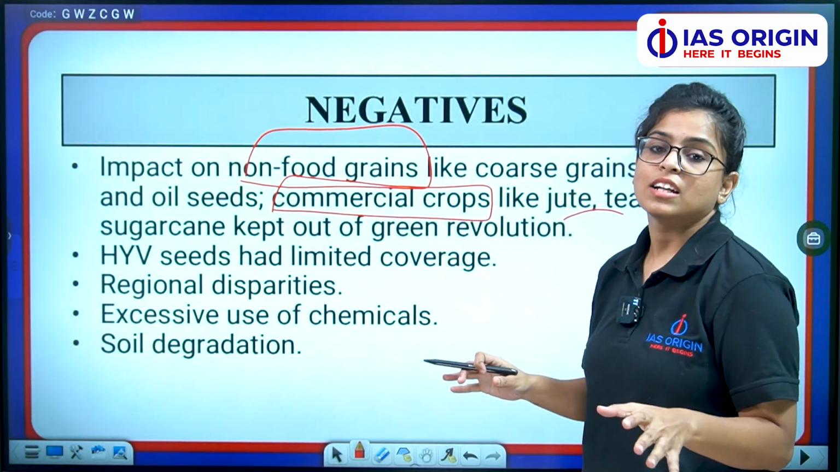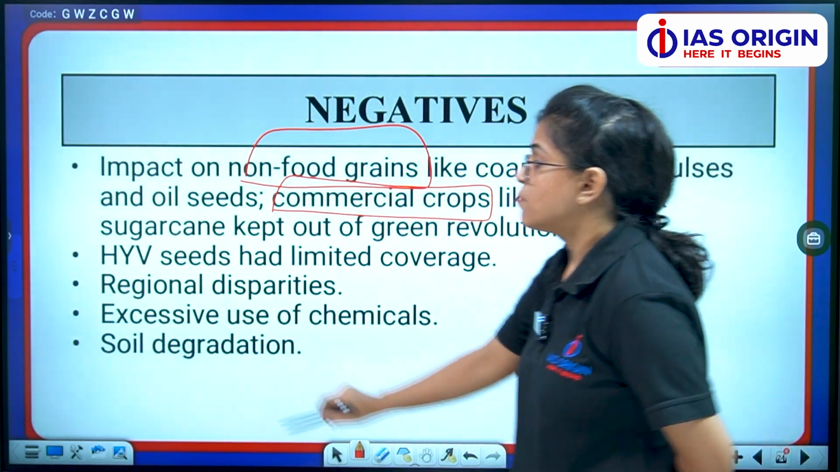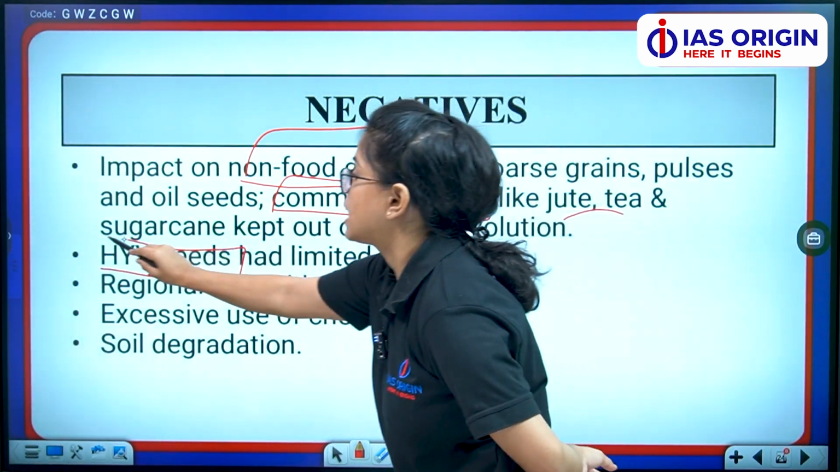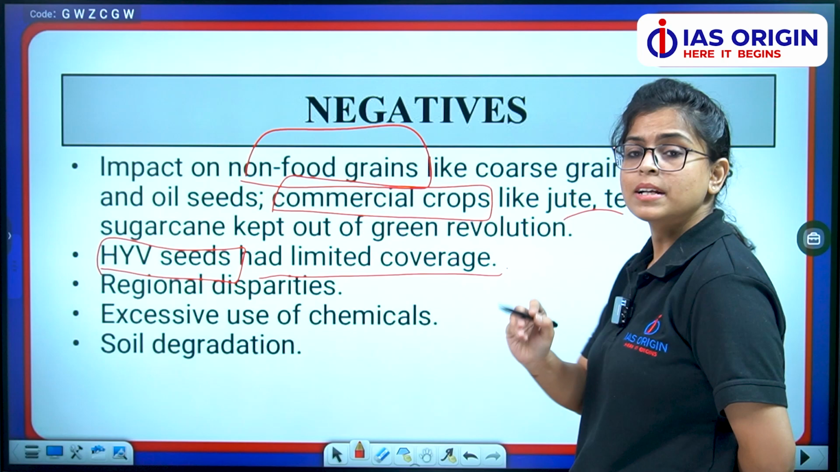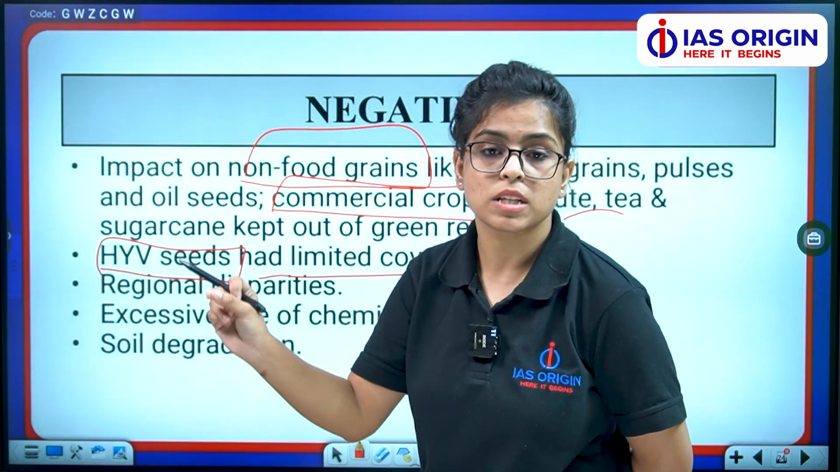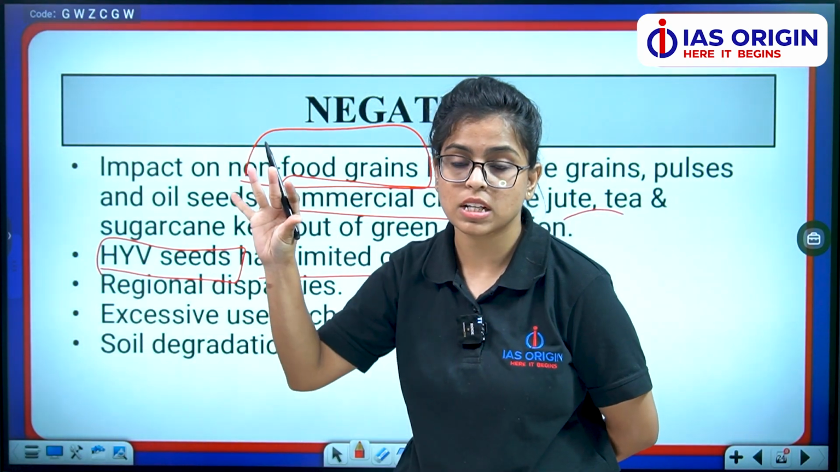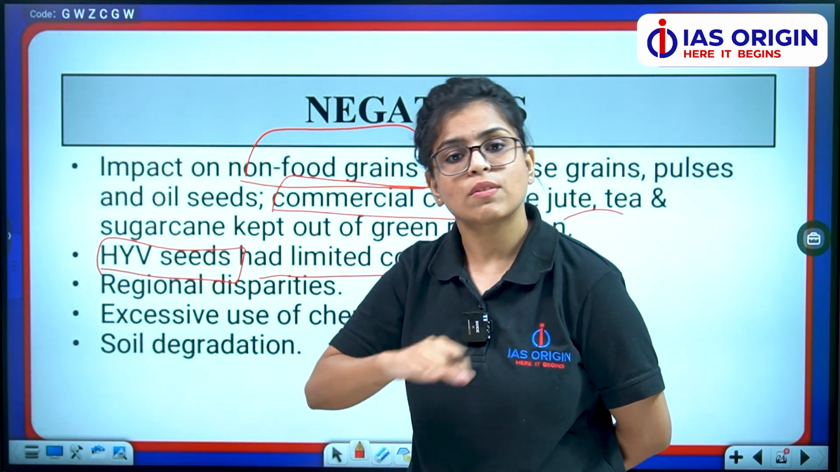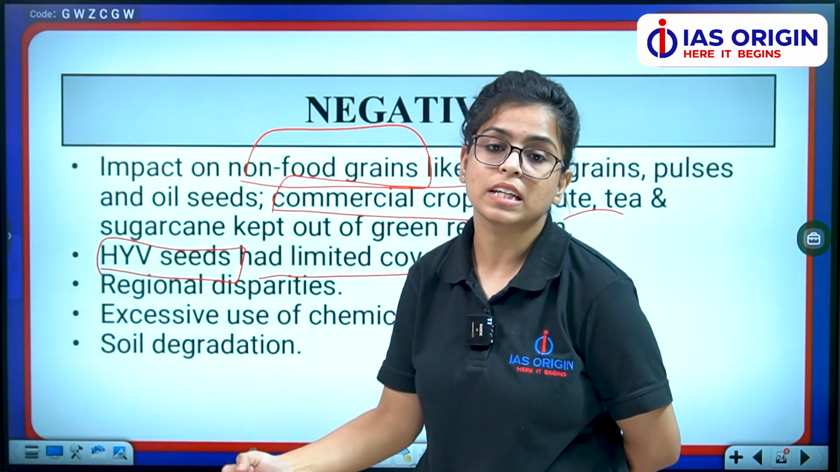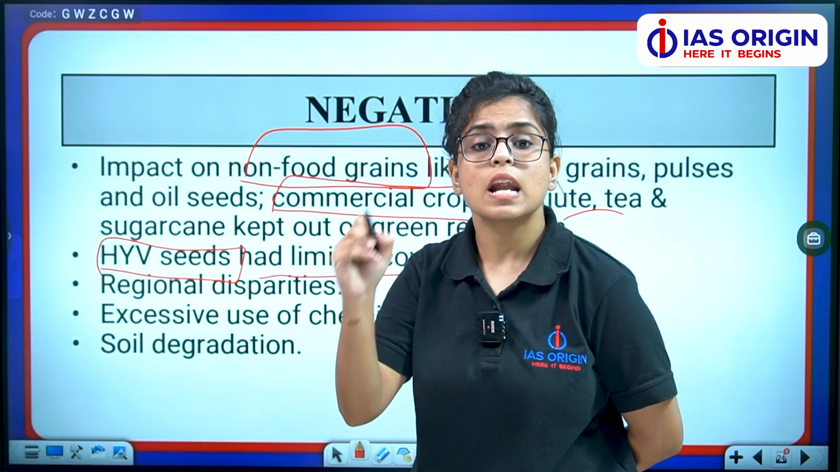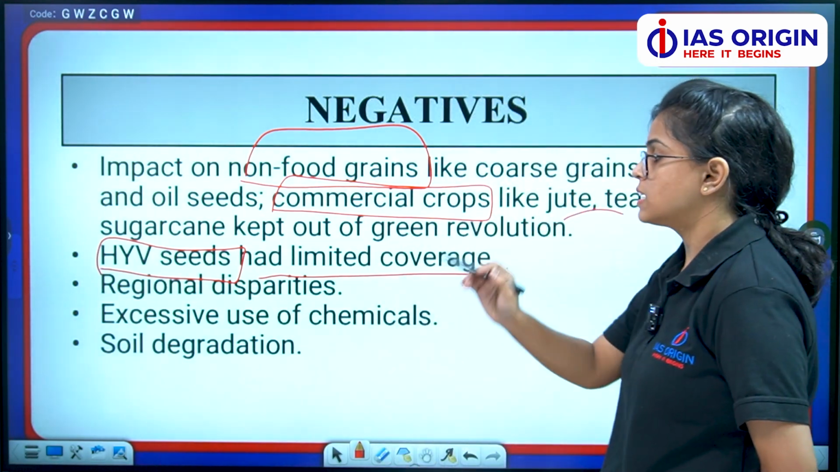As a result, the development was lopsided. And when we talk about HYVC, they had limited coverage. Limited coverage in the sense कुछ ही particular crops के लिए थी. As I mentioned earlier, 5 crops के लिए थी, wheat, rice वगैरह. इसके अलावा किसी भी crop की HYV seeds develop ही नहीं की गई हैं. So Green Revolution का limited impact भी था along with the lopsided impact.